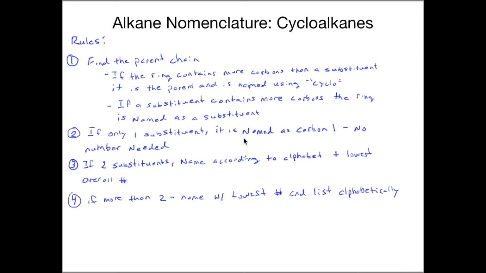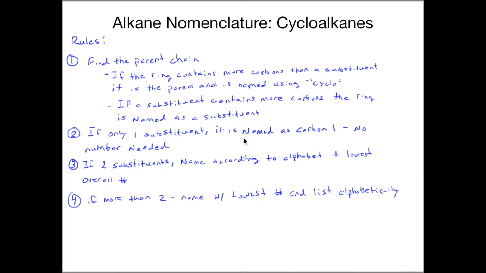However, if a substituent contains more carbons than the ring, then the substituent itself becomes the parent chain, and you would just name the ring as a substituent of the longer chain. So if you had an 8-carbon chain and a 6-carbon ring, it would be a cyclohexyl substituent. Now, if there's only one substituent on the ring, then where that is becomes carbon number 1, and when you name it, you don't need to add the number.